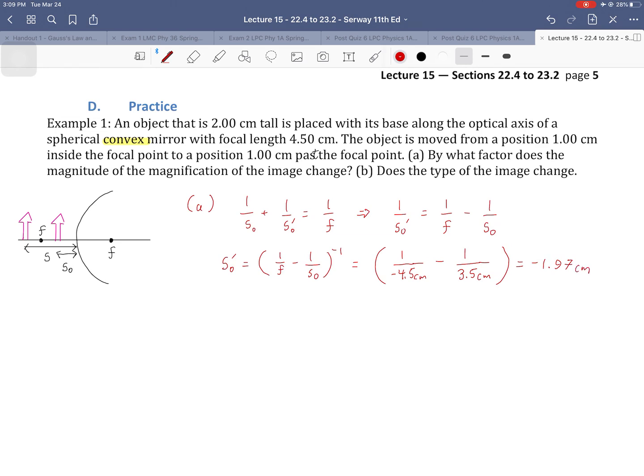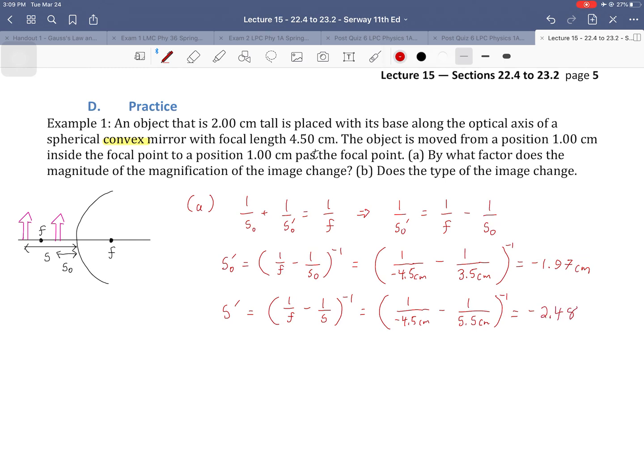Okay, and then when I do it for moving it 1 centimeter outside the focal length, so then I would have S prime is going to be 1 over F minus 1 over S, as opposed to S naught, because that's the bigger one. Okay, and then still to the negative 1 power. And so that would be 1 over negative 4.5 centimeters minus 1 over 5.5 this time. Because it's now 1 centimeter past. I forgot the negative 1. There's negative 1. Okay, and so this gives me negative 2.48.